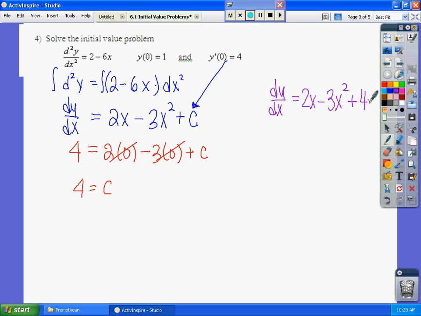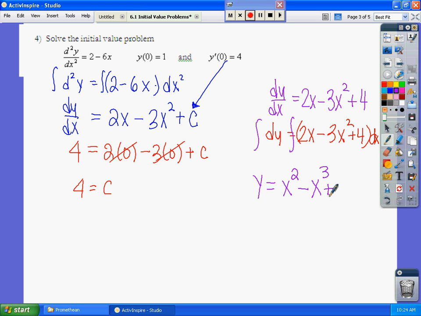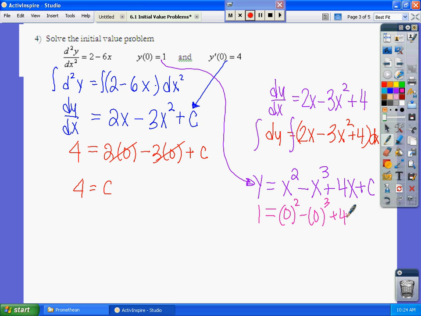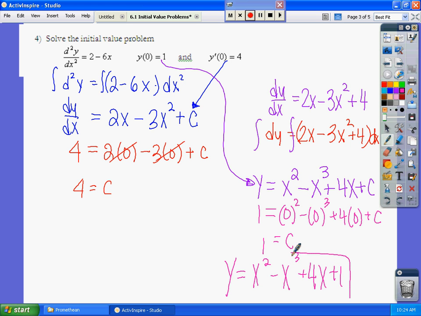So now we're back to the type of problem I just did. I'm going to separate. I'm going to multiply that whole thing by dx so that I can integrate. The integral of dy is y. The integral of 2x is x squared. The integral of the next term is negative x cubed. The antiderivative of 4 is 4x. And then don't forget your plus c. And now I use my other initial value. I'm going to substitute in my 1 for y, my 0 for x, which you'll notice gives you an easy c value of 1. So my original y function is x squared minus x cubed plus 4x plus 1, and we're going to hope I didn't make any mistakes in the calculations. Let me know if I did.